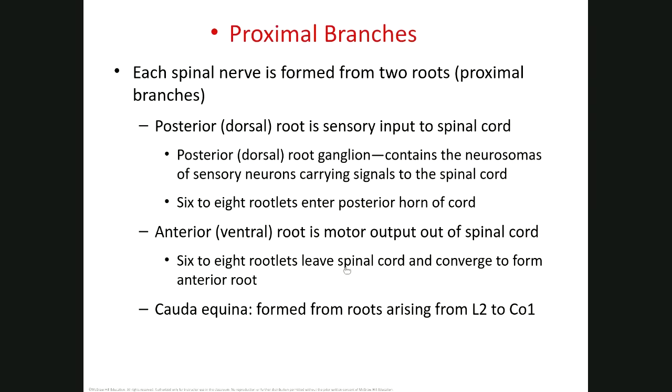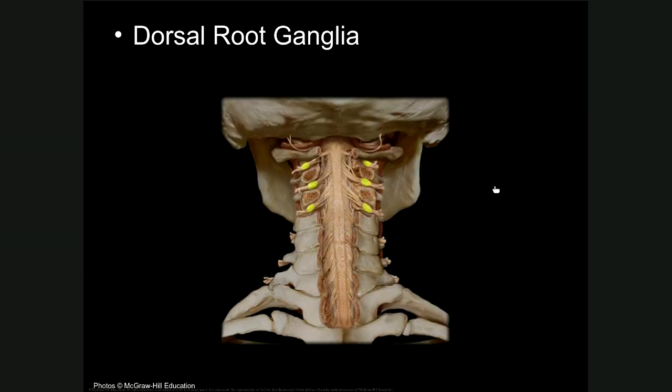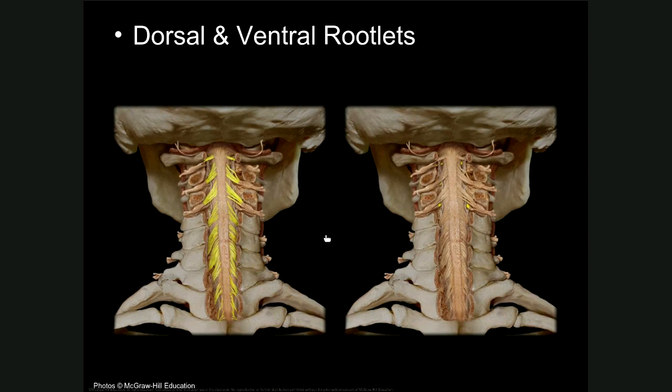Spinal nerve is formed from two roots. We say the posterior and anterior roots, and they will end up combining to form your actual spinal nerve. Here you'll see the dorsal and ventral roots making up the spinal nerve itself. This is the cervical spine. Later on, it will form the cervical plexus. You can see here the dorsal and ventral rootlets. Dorsal means it's from the back, from the posterior.